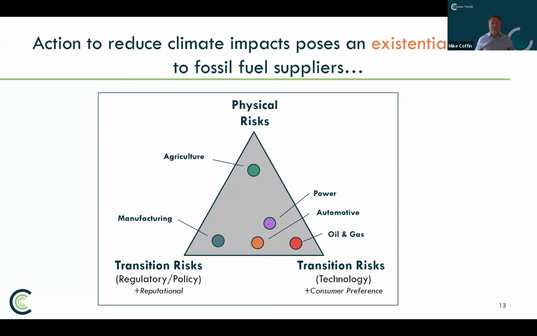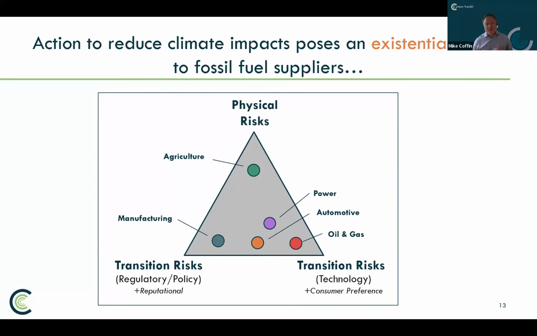So very illustratively, I've put 5 core sectors on there. And you can see, for example, agriculture, clearly that sector is predominantly impacted by the physical risks related to climate change. So changing weather, changing water, changing temperature, etc. From a manufacturing sector, using our widgets example, the transition risk will be more predominantly related to policy and regulatory change, i.e. reducing emissions associated with that manufacture.